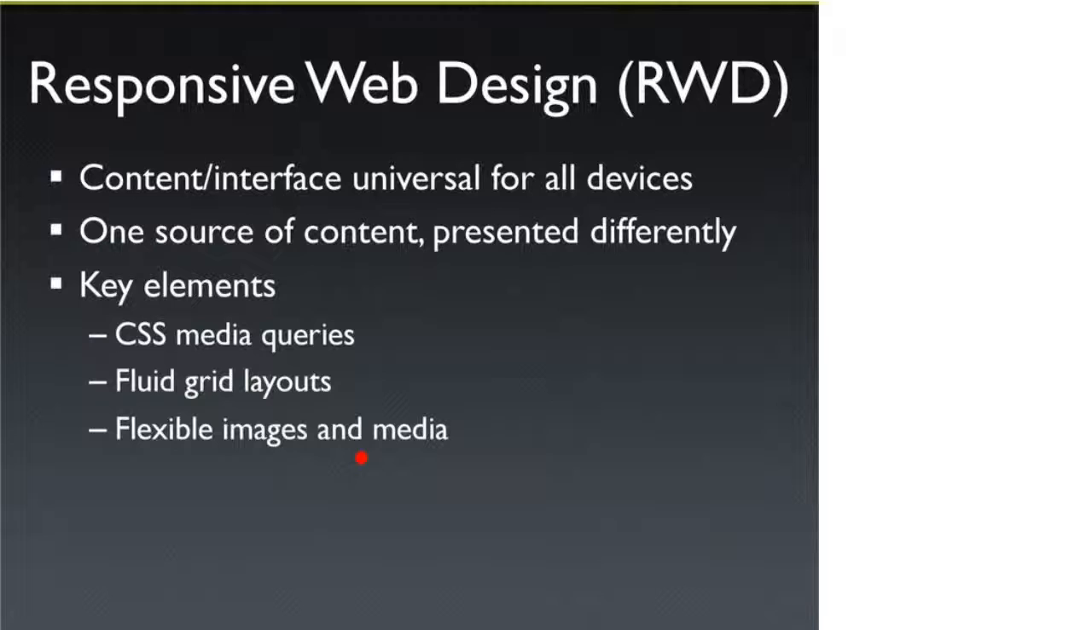Content is universal across all devices. There's one source of content. You don't fork content for a mobile version and a desktop version. It's just the same content presented differently.